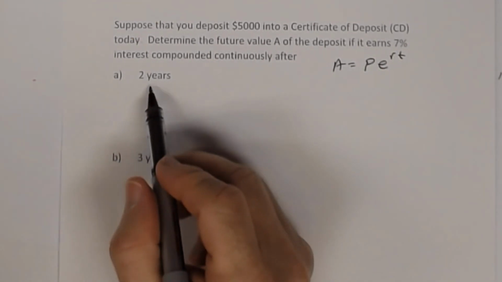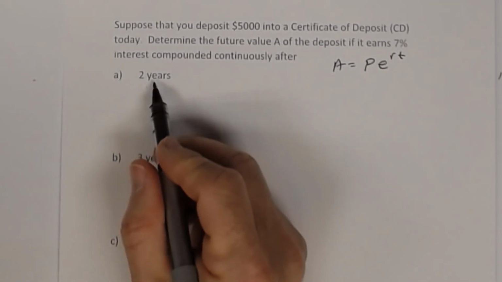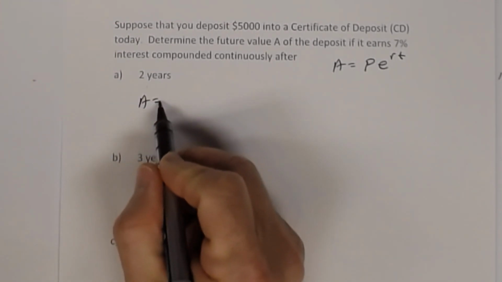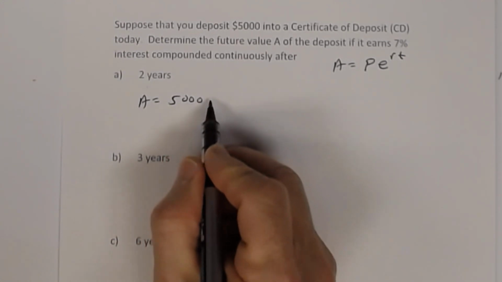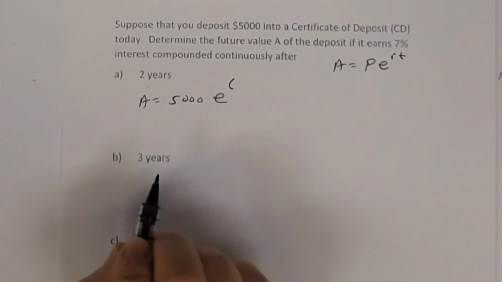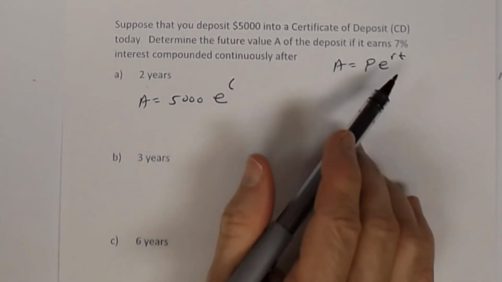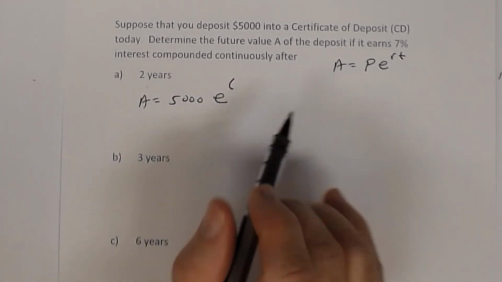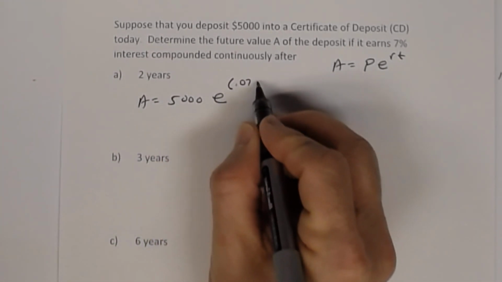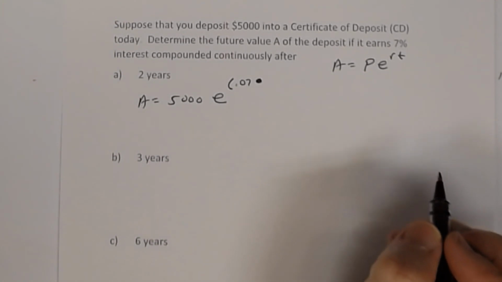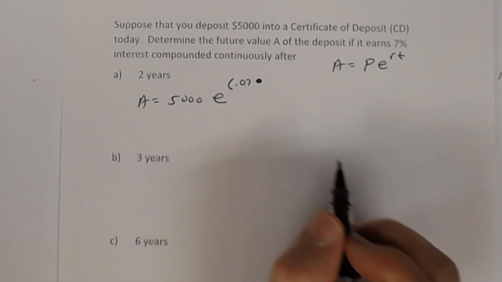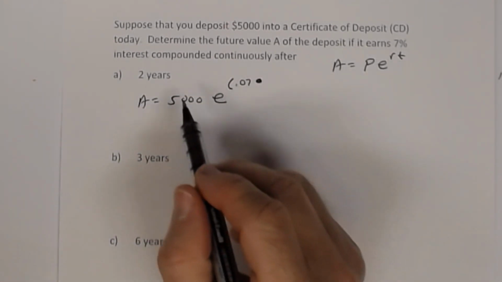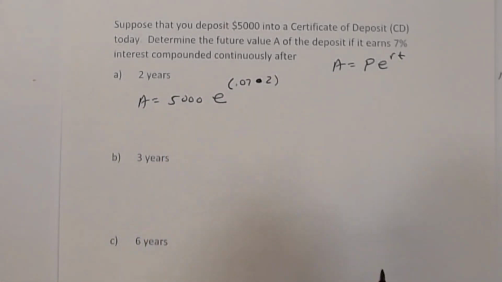All right, so here we go. For 2 years, that's your time. Time is 2. So A equals the principal, which is $5,000, that's your initial amount, times e, and let's go ahead and put parentheses here, raised to the rt. So r is 7%, so that's 0.07, times, I'll put a darker dot here for multiplication so you don't confuse it with the decimal point, times the time, and the time is 2. And then all you do is use your calculator.